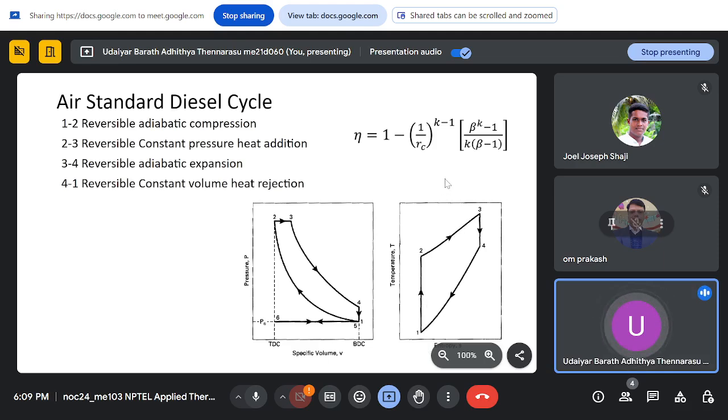So in this case this is how the expression will be. 1 minus 1 by RC raised to power K minus 1, into beta raised to gamma minus 1 by gamma into beta minus 1. So beta is the volume ratio for the constant pressure process, so V3 by V2. And the compression ratio will be your bottom dead center volume by top dead center volume. So that is the compression volume ratio. So this is how the expression will look for a diesel cycle.